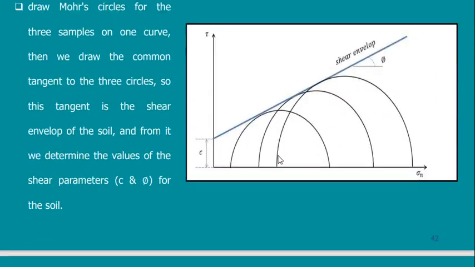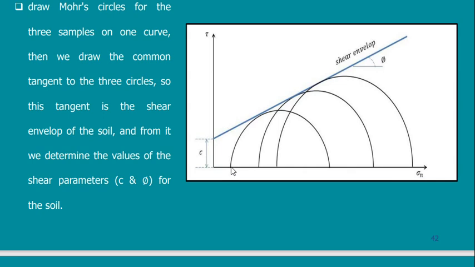Look at the drawing. The drawing will tell you. This resembles sigma 1 and sigma 3 of a sample that failed. And this resembles another cycle with a sample that failed, and this resembles another cycle with a sample that failed. By the way, all the samples are the same. If they are sand, then the three are sand. But what is the difference? The difference is in the confining pressure, sigma 3.